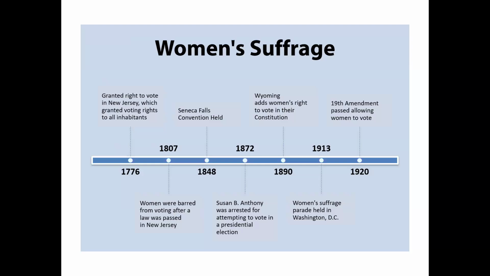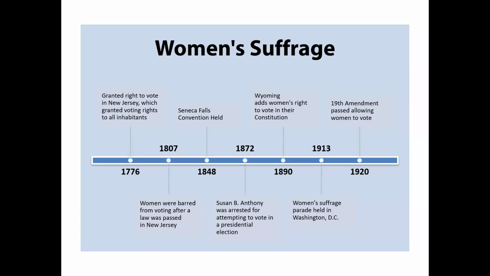We're going to talk about some different milestones for different groups as well. Of course, we have women's suffrage. Women's suffrage has had quite a vast history, and it's changed a lot over time. Even as early as 1776, women were granted voting rights in New Jersey, because they granted it to all inhabitants. They didn't explicitly say that they had to be male. So that was something that was really revolutionary at the time.